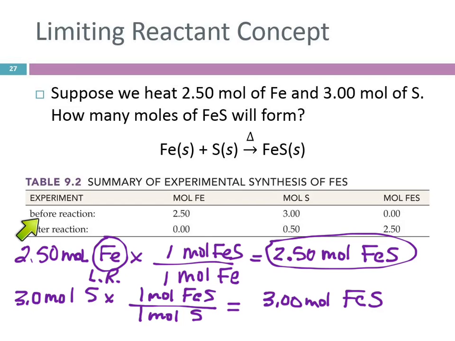So this little table here is showing us that, yeah, we made 2.5 moles of iron sulfide. That used up all of the iron, and it used up 2.5 moles of the sulfur, and there's half a mole of sulfur left over. And it happens. There's leftovers. It's okay. Any questions?